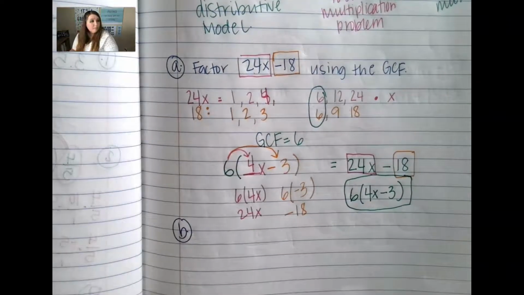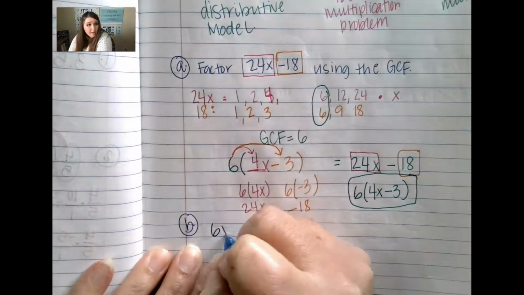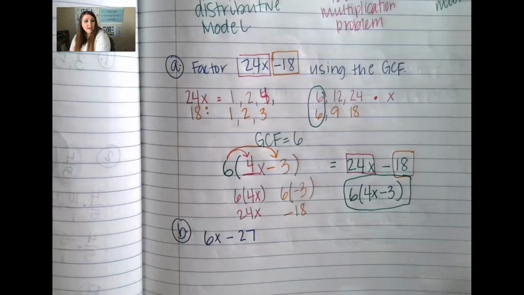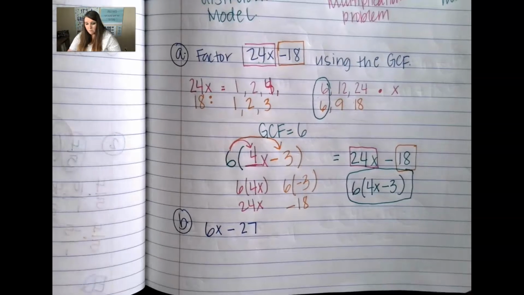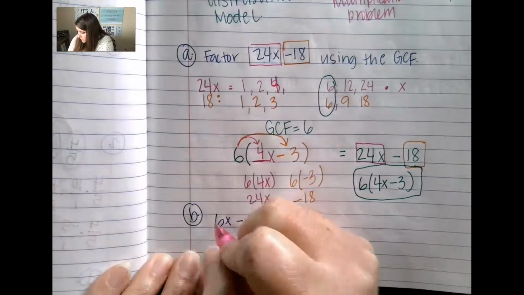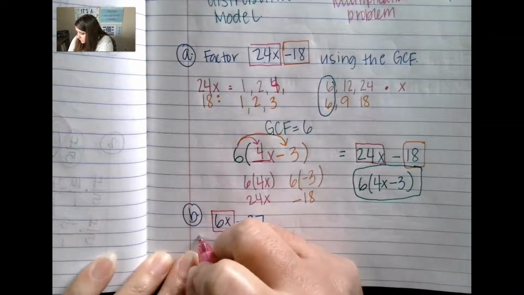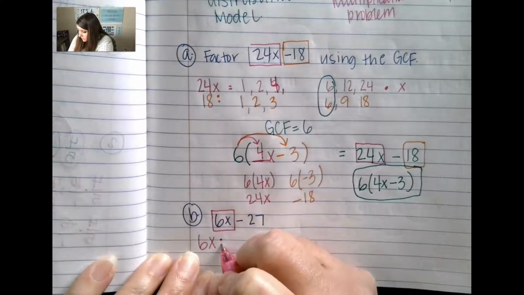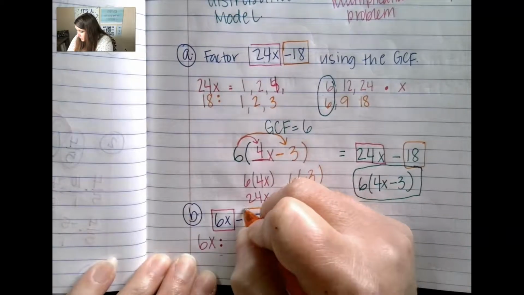So example B that I have says 6x minus 27. So again, I'm factoring this using the distributive property. And so my first factor that I'm working with to find the GCF is 6x. So I want to look for the factors that make up 6x. And then I want to look for the factors that make up 27.